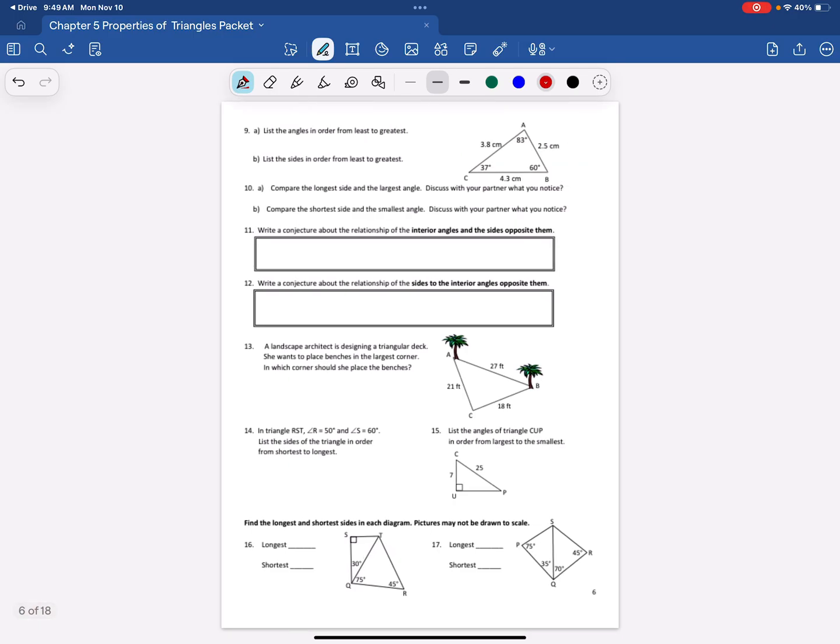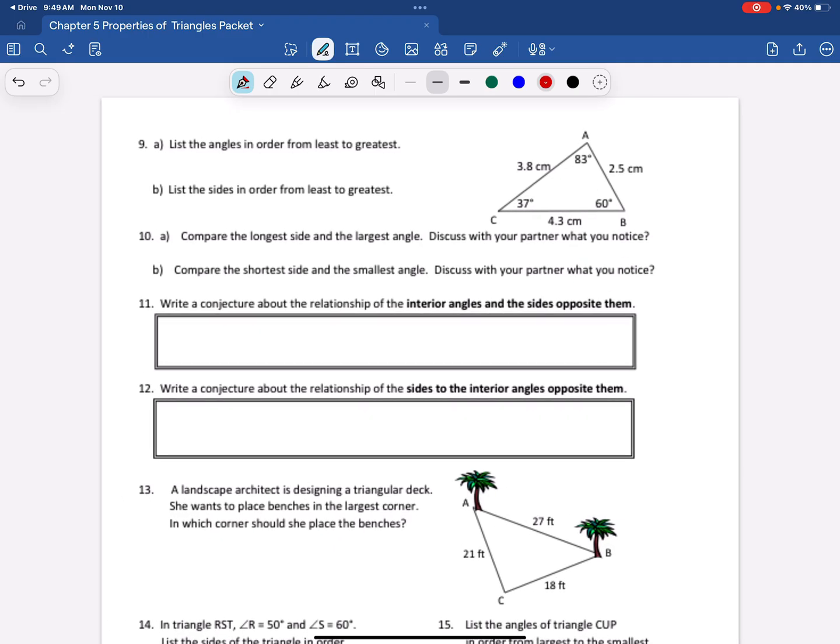Okay, so let's move on to the next part of our notes. We're going to be talking about comparing angles and sides, and what's the relationship between the angles inside a triangle and its side lengths. So first over here, let's list our angles in order from least to greatest. So our angles in order from least to greatest would be 37 degrees, 60 degrees, and 83 degrees. Now we're going to list the sides in order from least to greatest.